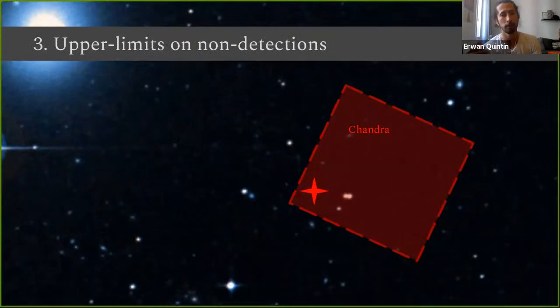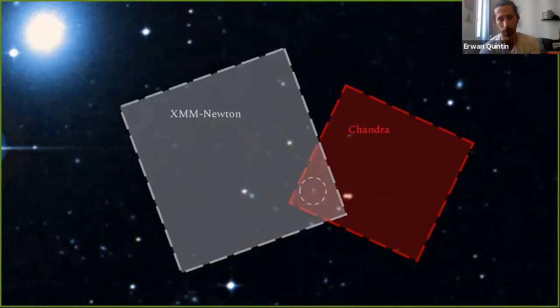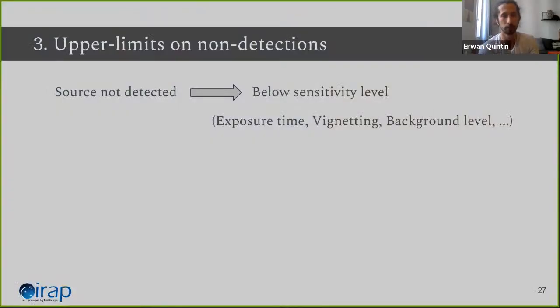But what's interesting is that this method allows us not only to focus on detections, but also to retrieve information on non-detections. Let's take the same example. Chandra detected a very bright source. 2 years later, XMM-Newton saw absolutely nothing. In the Chandra catalog, we have 1 detection. In the XMM catalog, we have nothing at this place. But this in fact gives a lot of information, because if a source is not detected, it means that it's below the sensitivity level of the telescope at this place and time.